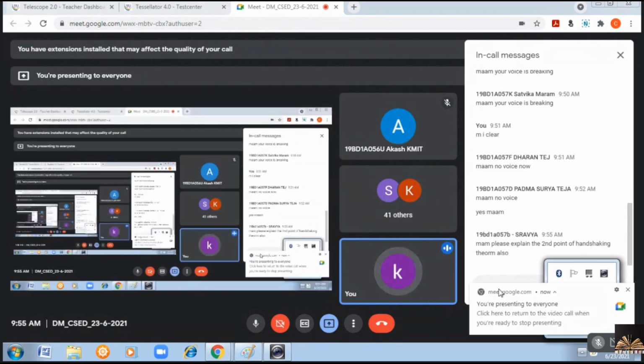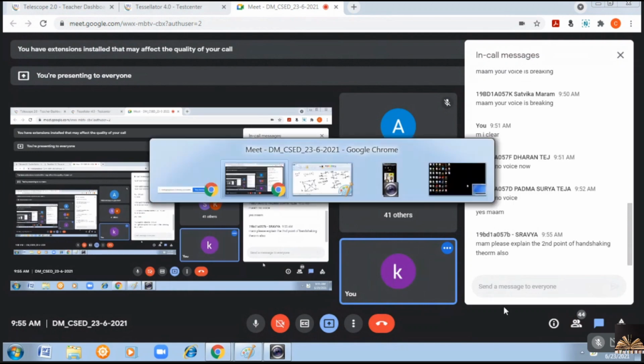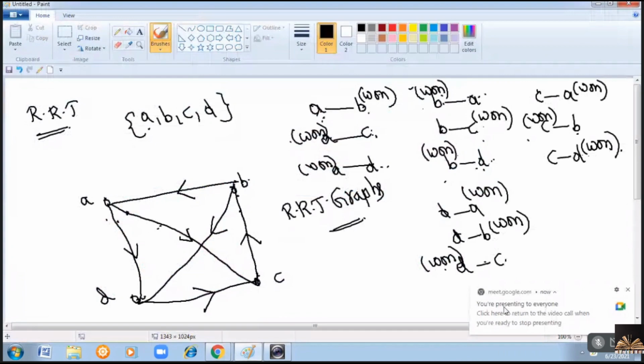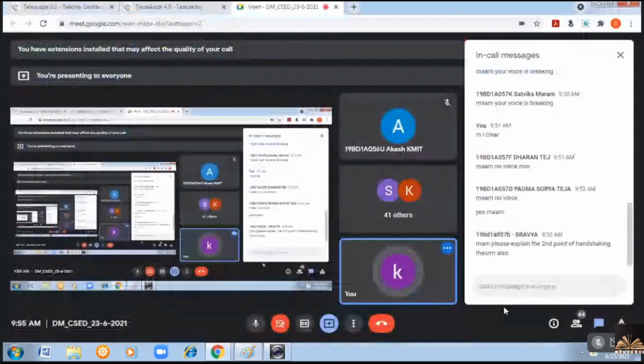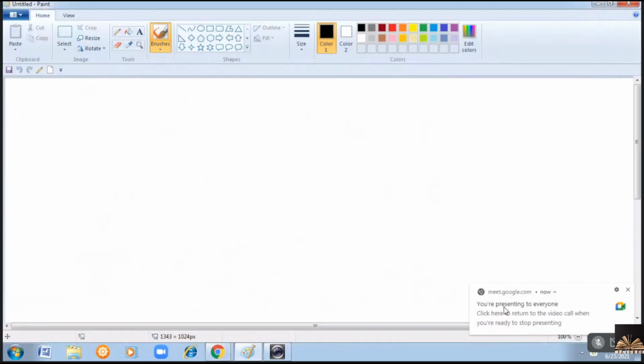Is it clear? Second point of handshaking theorem. Okay, 1 second. Shall I erase this? Is this round robin tournament clear? Okay. So the second point of the handshaking theorem is, let us suppose there is a graph like this.